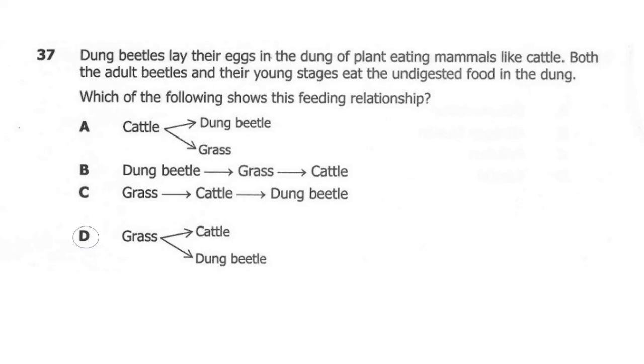The correct answer here is D. So the grass is eaten by both the cattle and the dung beetle. The dung beetle does not eat the cattle, because all it eats is the undigested food in the dung. The cow had eaten grass, but its dung also contains grass. So the dung beetle will actually also be eating grass, but it first has to pass through the digestive system of a cow. That's why our correct answer here is D. Well done, chat. Let's move on to the next question.